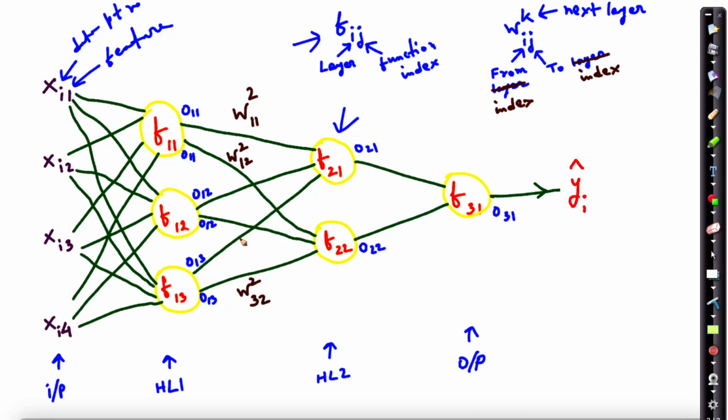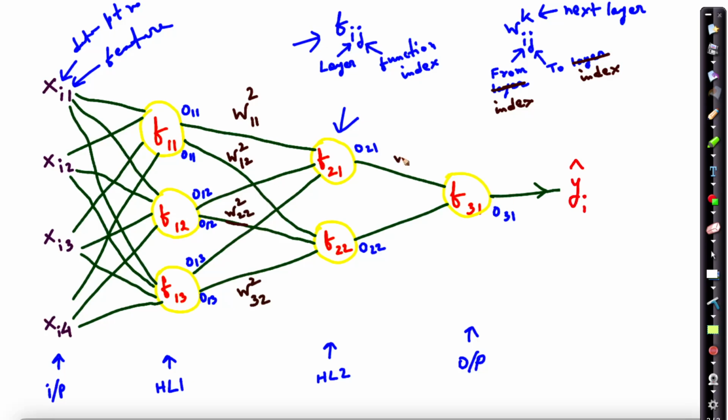Okay, I'll take another example. Let's take this one, this particular edge. Okay, this one from f12 to f22. Let us write this. So w2, it is coming from second neuron going to second neuron. So w22.